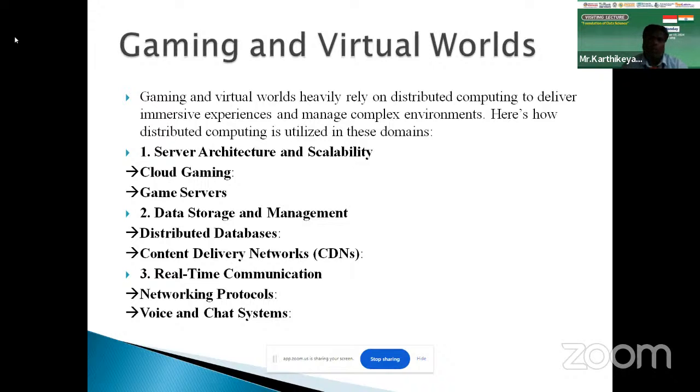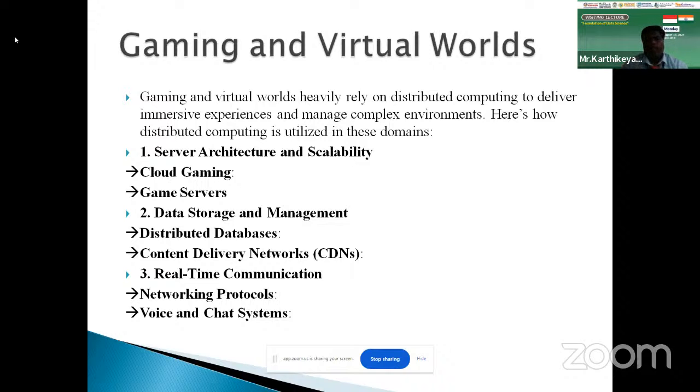And next one, data storage and management. It has the following: distributed databases and CDNs, which means content delivery networks. These content delivery networks are spread across multiple servers globally to reduce latency and to improve download speeds for players. And next one, real-time communication.